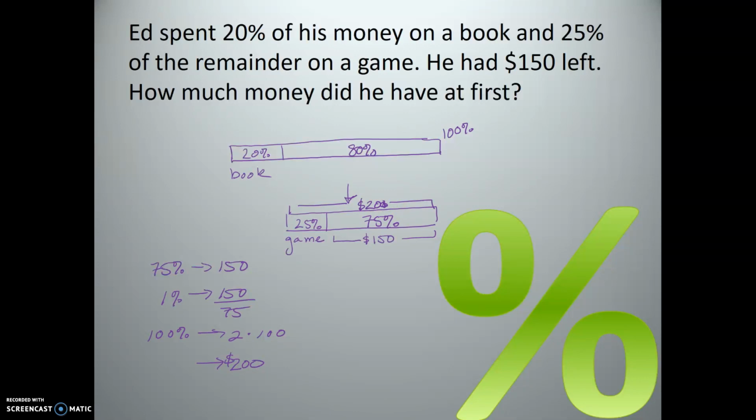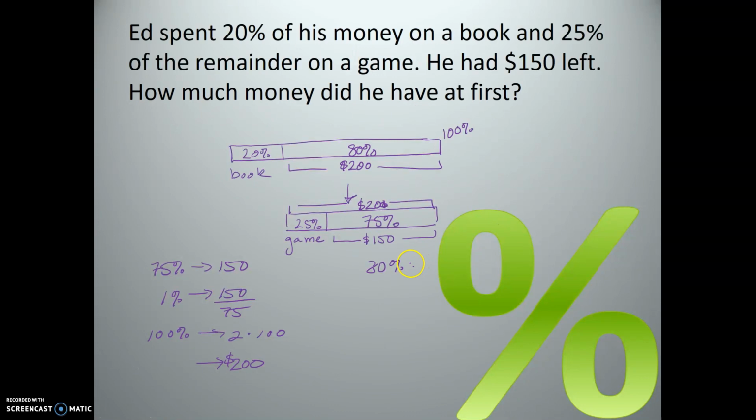Okay, so the remainder was $200, which means that this portion up here is $200. So now we can use Unitary Method and solve for the original amount. So we're going to say 80% is $200.